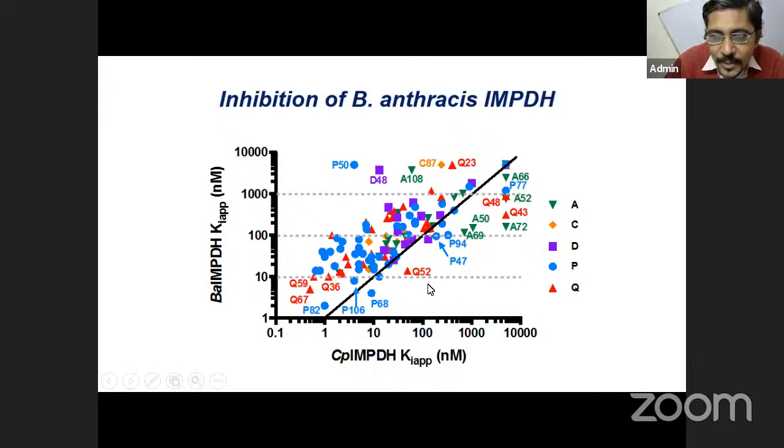a graph. What you can see over here is the IC50 against the Cryptosporidium IMPDH. Here is the Bacillus anthracis IMPDH. Both are the same enzyme, IMPDH, but you see here these compounds are active against Cryptosporidium, but they are not very active against the Bacillus IMPDH. The reason is that the cofactor binding is very different. So that's why these compounds are not very active.